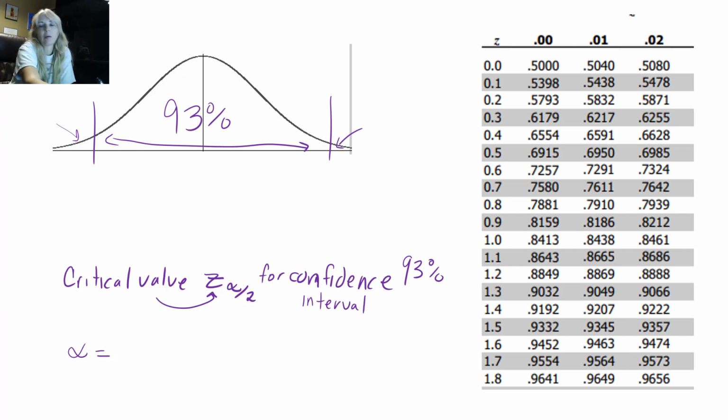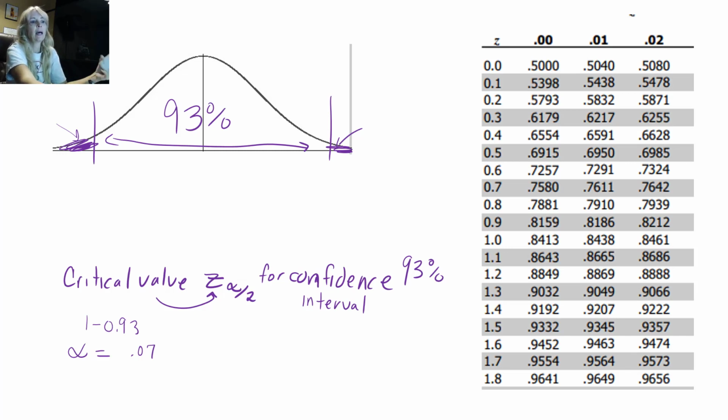So as you can see, that would be 7%, right? Because it would be 1 minus my confidence interval. All right, so that'd be 0.07. But notice it wants you to cut it in half, and you can see why, because half of it is going to be down here, and half of it's going to be up there.